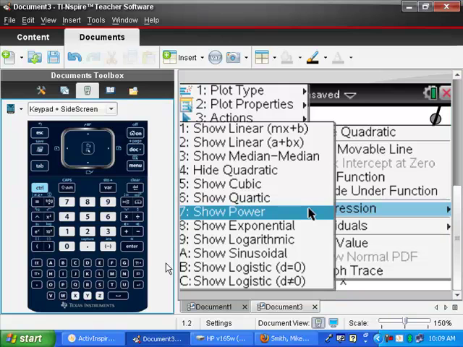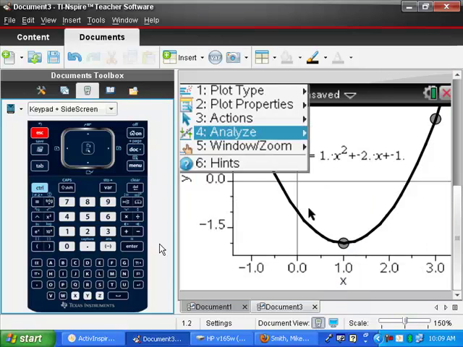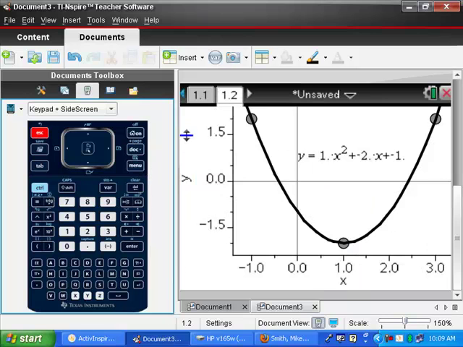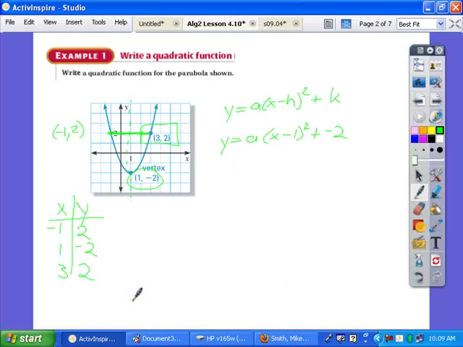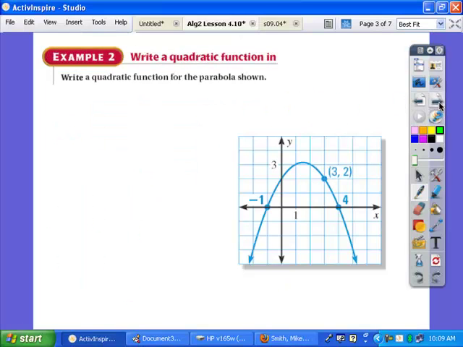Okay. So let us do this again, and this time we're going to look at a different problem. So on this problem, they don't give us the vertex. What they do give us is the 2 x-intercepts.